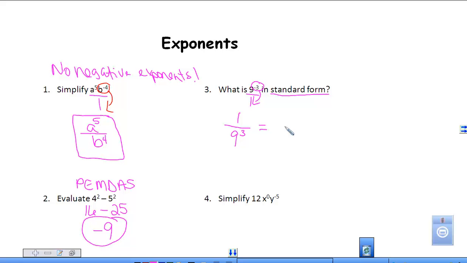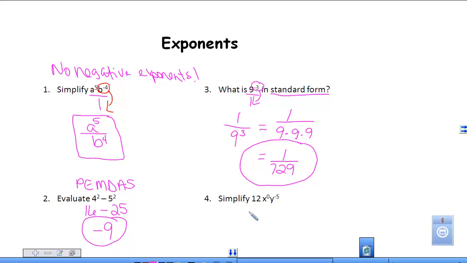But because it's asking us to write it in standard form, we are not done at this point. We actually need to multiply it out, which means we are going to say 9 times 9 times 9. And that gives us 729. So our final answer is 1 over 729.